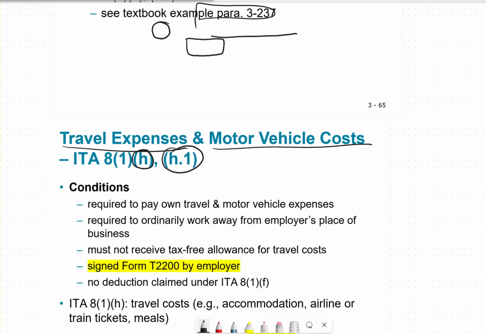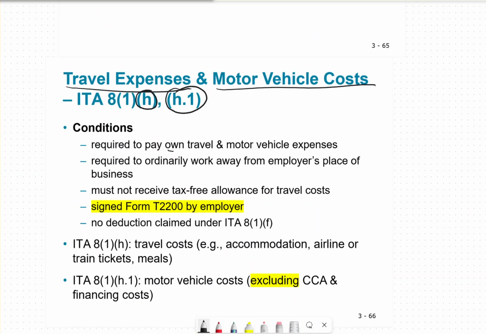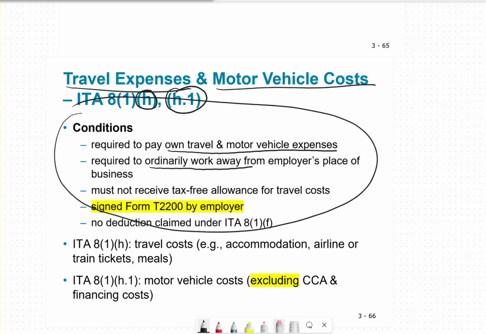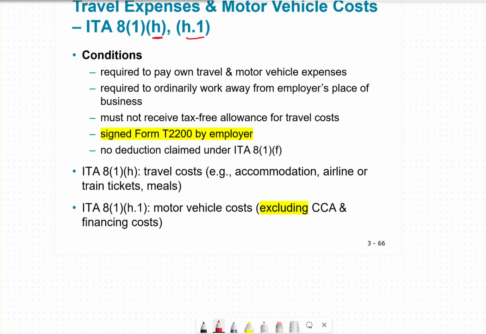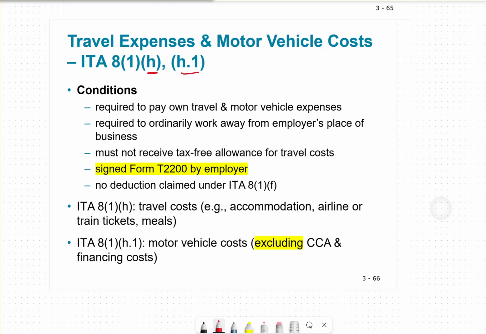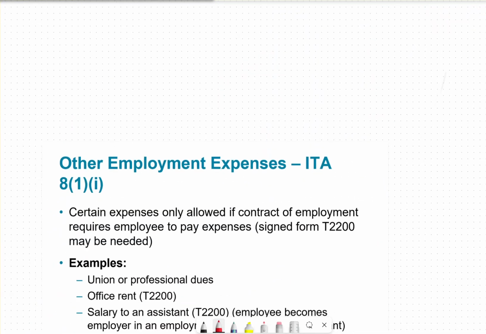The condition was that you are required to pay for your own motor vehicle, required ordinarily to work. So the conditions are exactly the same as under the salesperson. However, you are allowed additional expenses under section H and H.1. So that's what happens under H.1: you're allowed extra deductions.